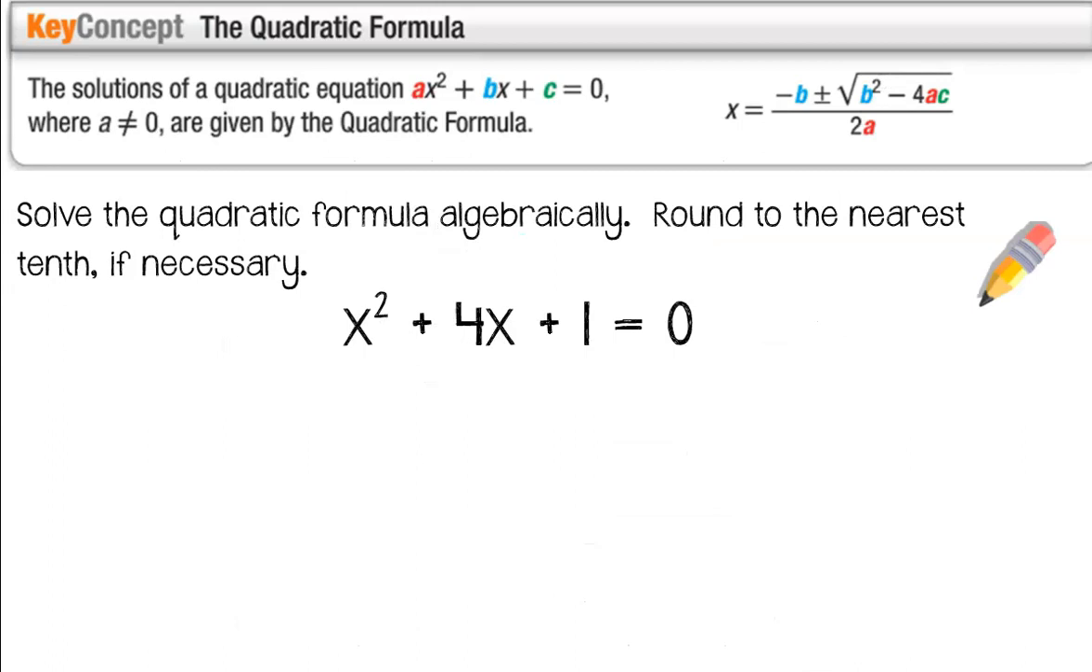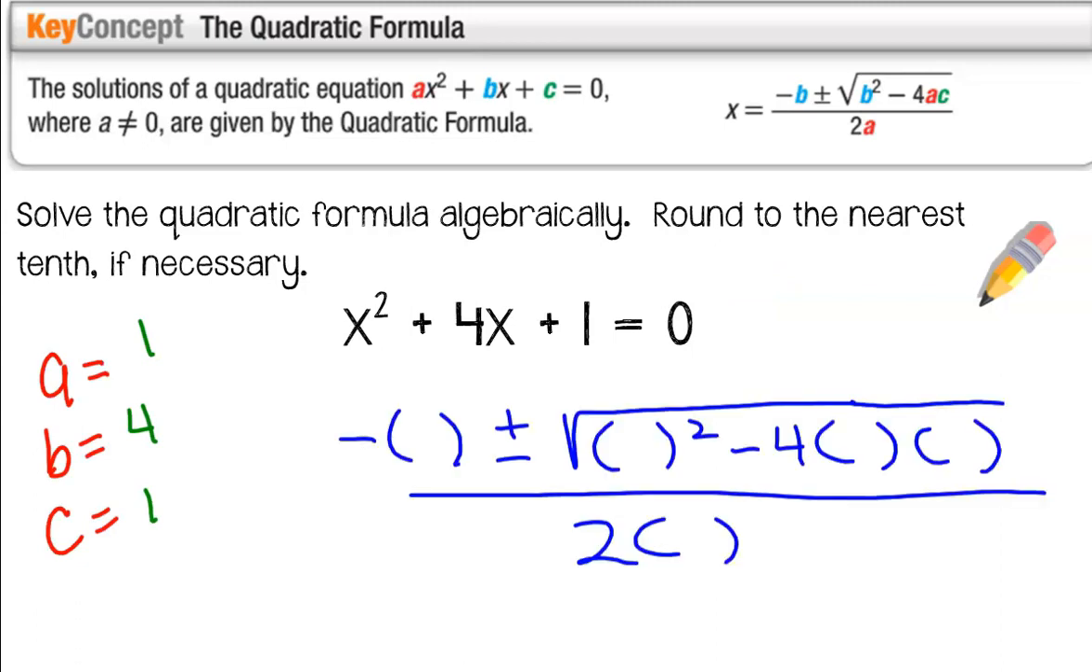So let's get started with one that is a rounding question. First, check to make sure it's in standard form. Yes. Second, identify your a, b, and c values. Third, substitute them into that fancy formula. See how I removed all the variables and replaced them with parentheses. Now all I have to do is place those a, b, and c values into the correct place. Then I pick up my fancy calculator.